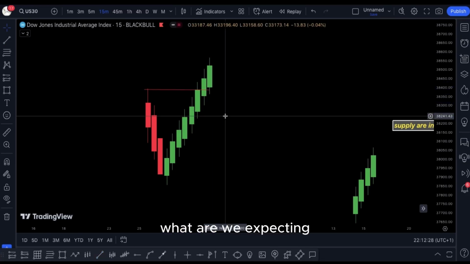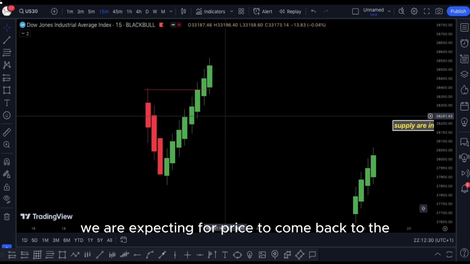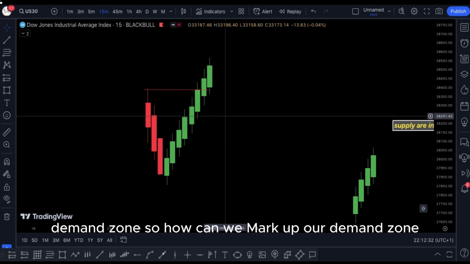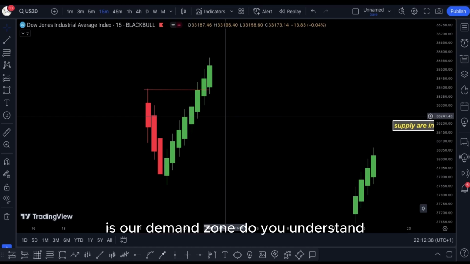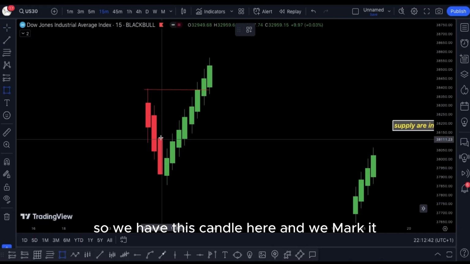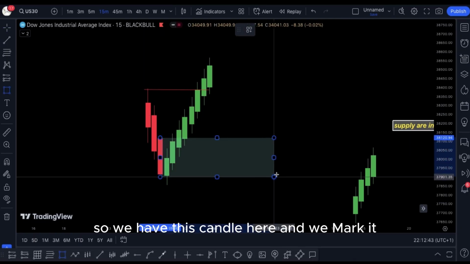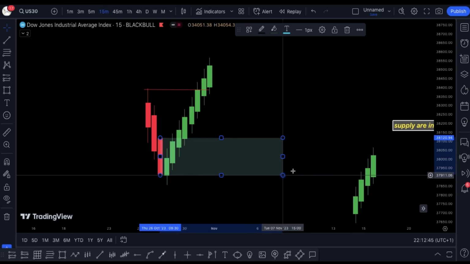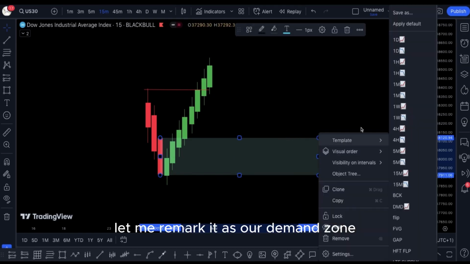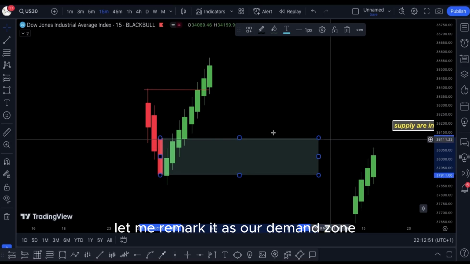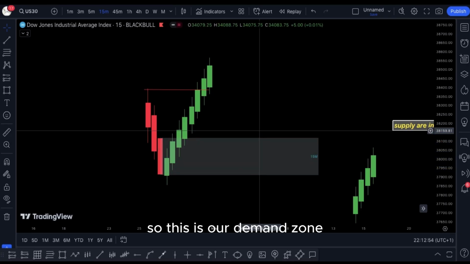What are we expecting? We are expecting price to come back to the demand zone. So how can we mark up our demand zone? The last candle before price takes the high of supply is our demand zone. Do you understand? So we have this candle here and we mark it. Is it valid? Let me mark it as our demand zone. So this is our demand zone.